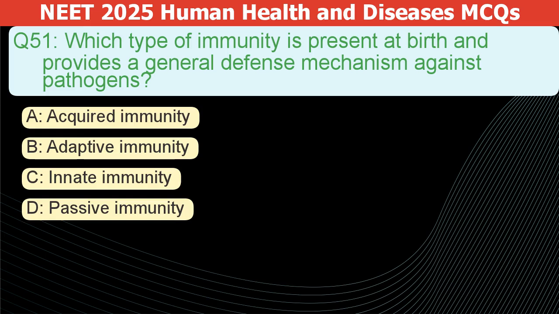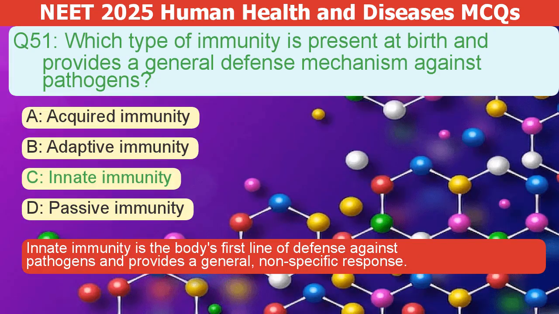Which type of immunity is present at birth and provides a general defense mechanism against pathogens? A. Acquired immunity. B. Adaptive immunity. C. Innate immunity. D. Passive immunity. The correct answer is C. Innate immunity is the body's first line of defense against pathogens, providing a general, non-specific response.